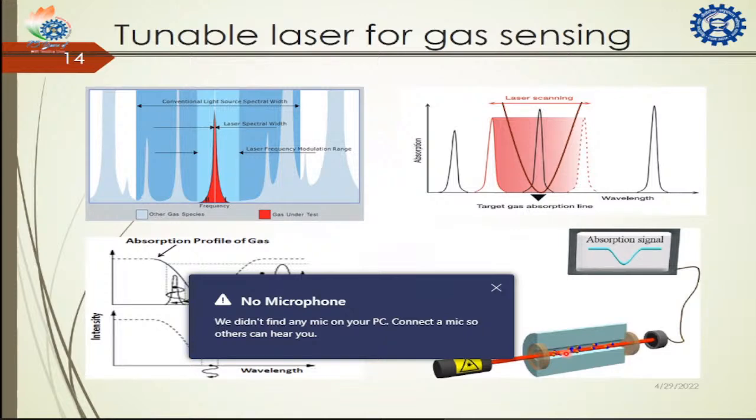Now the question might arise: how is this optical light converted into concentration? Basically, the whole optical signal is converted to an electrical signal with the help of a photodetector, and these electrical signals are processed further with the help of different instruments like a digital storage oscilloscope or a lock-in amplifier, to process those signals and depict the concentration of the gases.